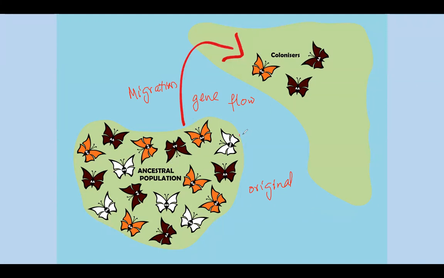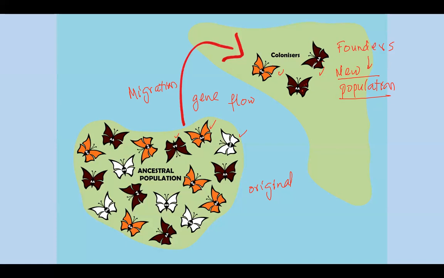You can see a white, a dark brown, and an orange, three different butterflies. The brown and the orange one moved to another habitat and created a new population. This new population will only have two colors, brown and orange, but the original has three of them. So it's a new population with a new allele frequency, and these three butterflies are known as founders of the new population.